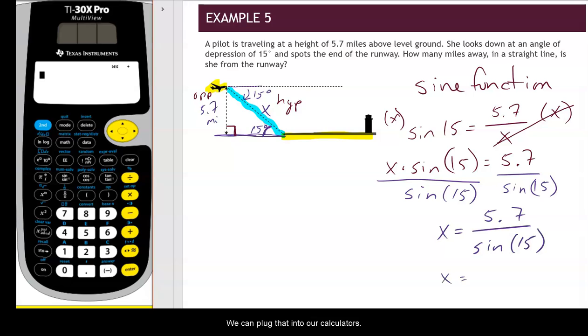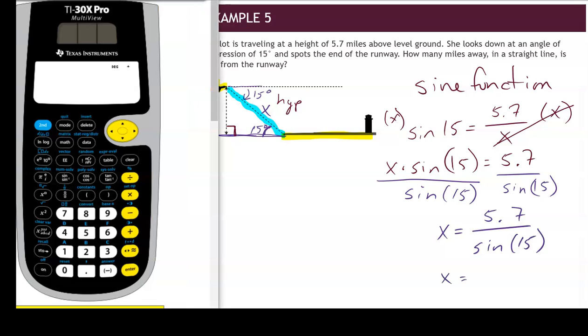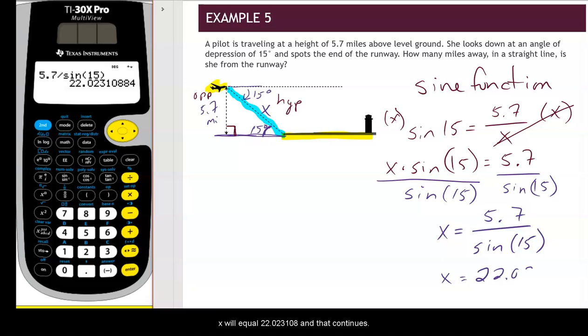We can plug that into our calculators. 5 7/10 divided by sine 15. Enter. X will equal 22.023108, and that continues. We're rounding to the nearest tenth, so 2 doesn't round 0 up, so we'd have 22.0 miles from the runway.